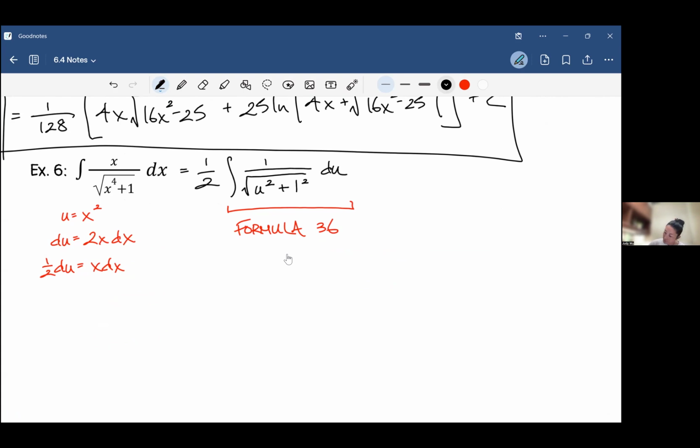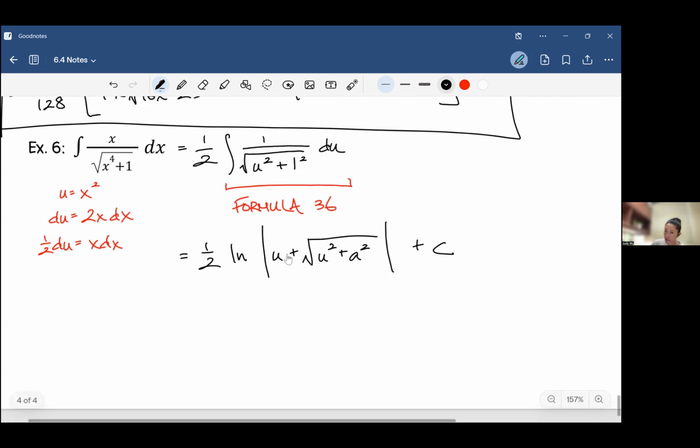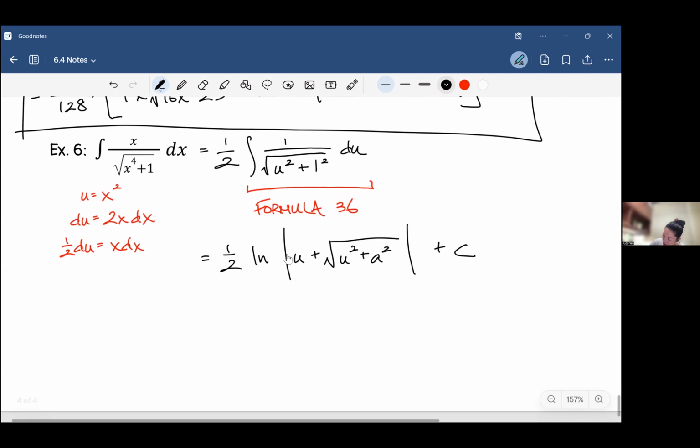All right, well, what does this formula say? It says when we integrate this, we get the natural log of u plus the square root of u squared plus a squared plus c. Let's plug in what we have. 1/2 natural log of x squared plus the square root of x to the 4th plus 1 plus c.